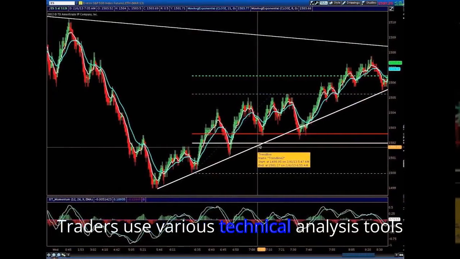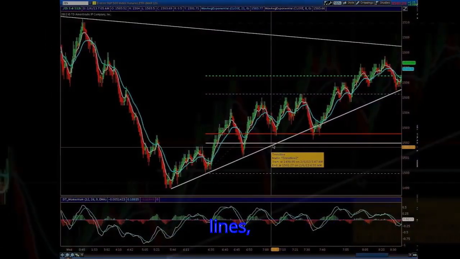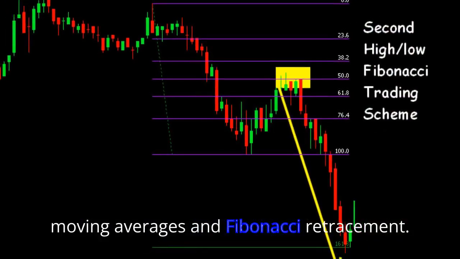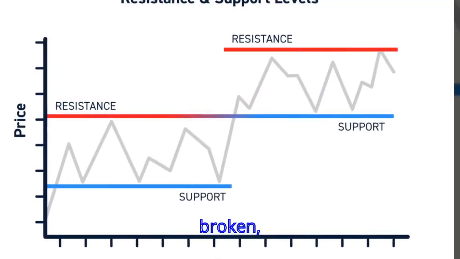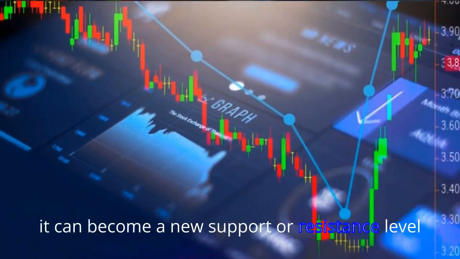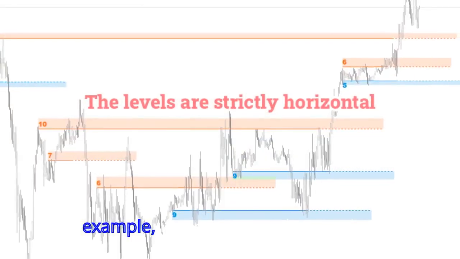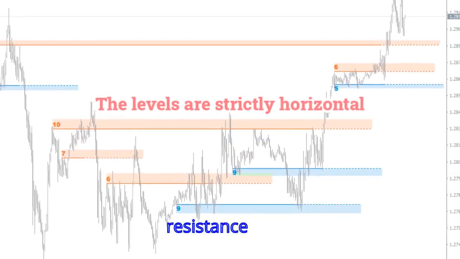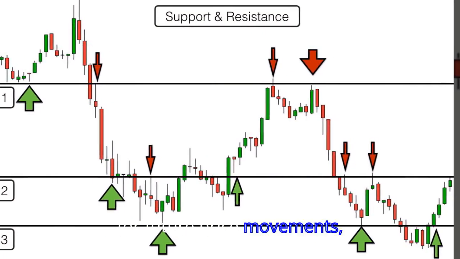Traders use various technical analysis tools to identify these levels, such as trend lines, moving averages, and Fibonacci retracements. When a support or resistance level is broken, it can become a new support or resistance level, depending on the direction of the breakout. For example, if a currency pair breaks through a resistance level, that level can become a new support level for future price movements.